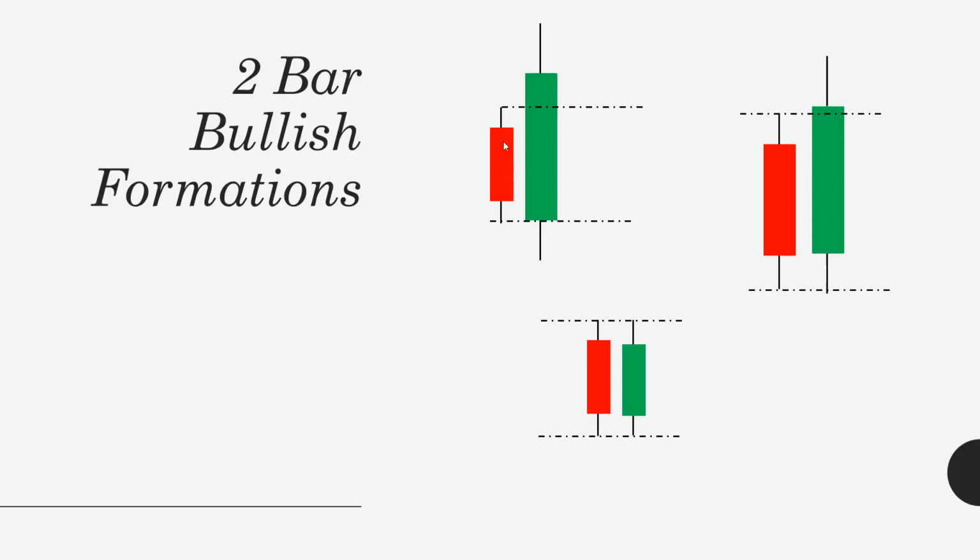Now, on this one, you see that we have a bearish candlestick followed by a bullish candlestick. Notice that the bullish candlestick exceeds the bearish candlestick. So the high is here, the low is here on the bearish. The next bar exceeds both the high and the low of the previous candle, and it closes above the high of the bearish candlestick. That indicates that the next bar will actually be an up bar.